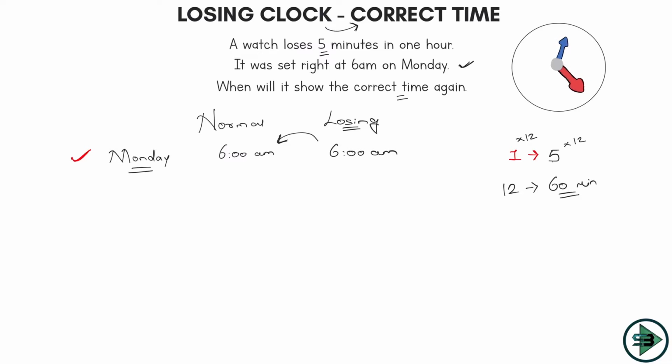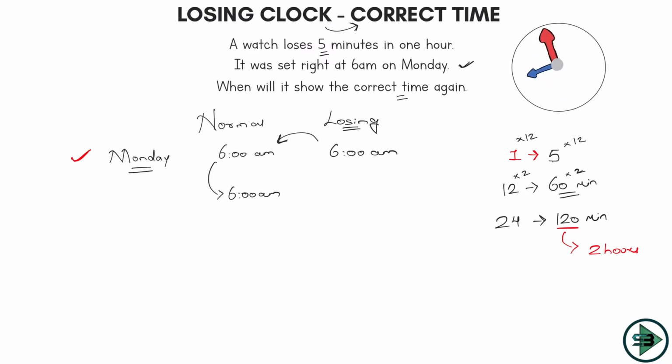So if I multiply this by 2, I want to know what will happen in 24 hours. 12 into 2, in 24 hours, it will lose 60 into 2, 120 minutes. 120 minutes is nothing but 2 hours. So it will lose 2 hours in 24 hours. What is the meaning of this? This is 6 am Monday, right? Let's go to 24 hours later, 6 am Tuesday.